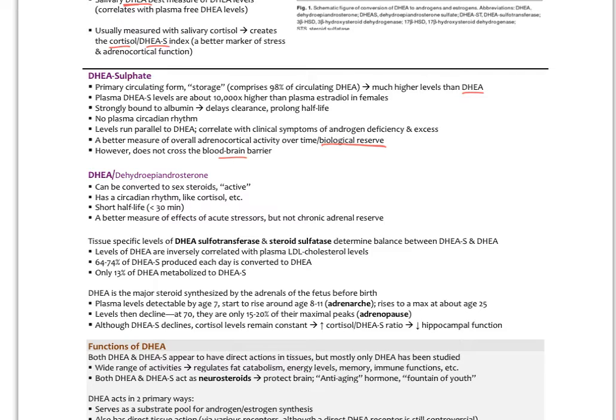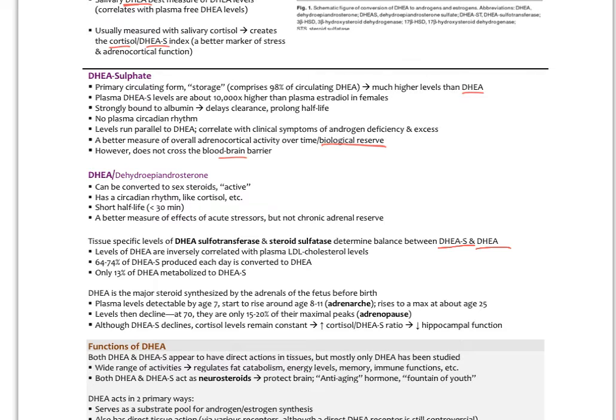The tissue levels of specific DHEA sulfotransferases and the steroid sulfatases are going to determine the balance between DHEA and DHEAS in different tissues. The levels of DHEA are inversely correlated with plasma LDL. So that's an interesting one. As DHEA levels go up, your LDL should go down, and vice versa. So I often look at that with my chronic cardiovascular patients with high LDL, looking at potentially low DHEA as a contributing factor to why they're having high LDL.